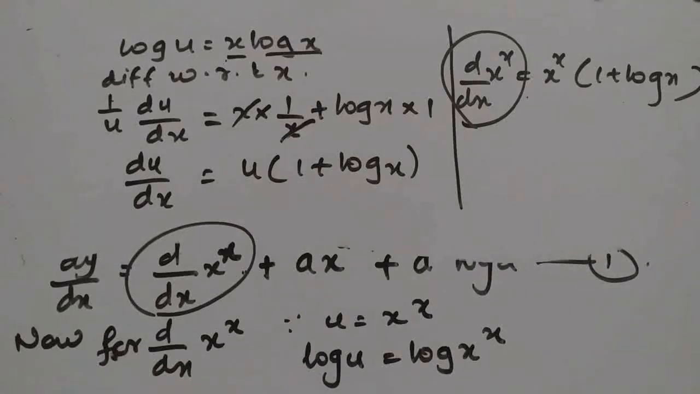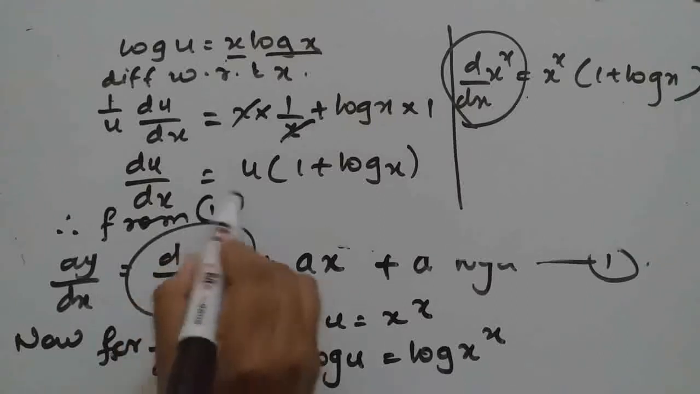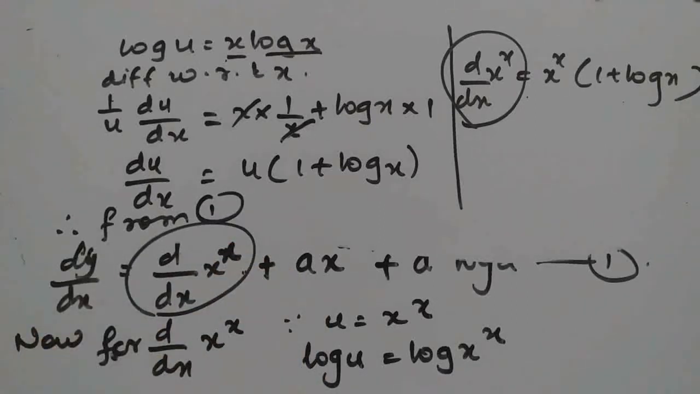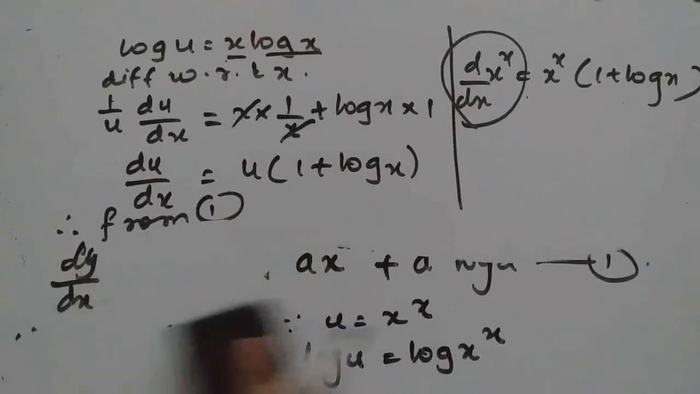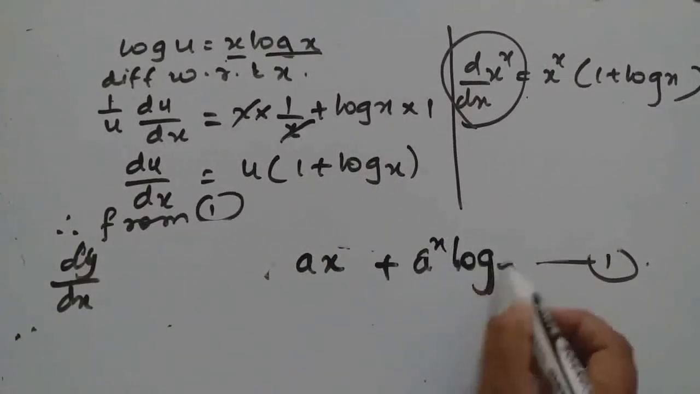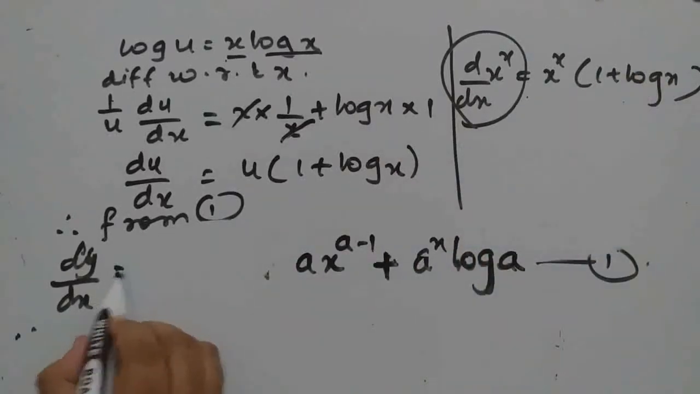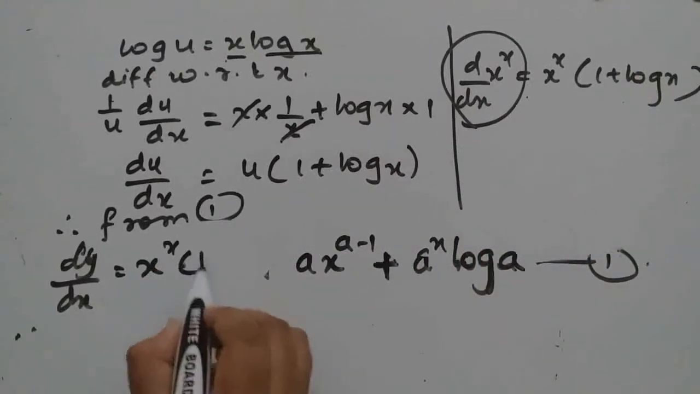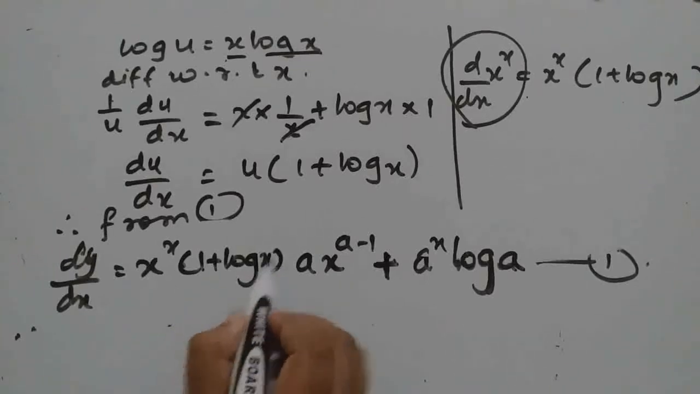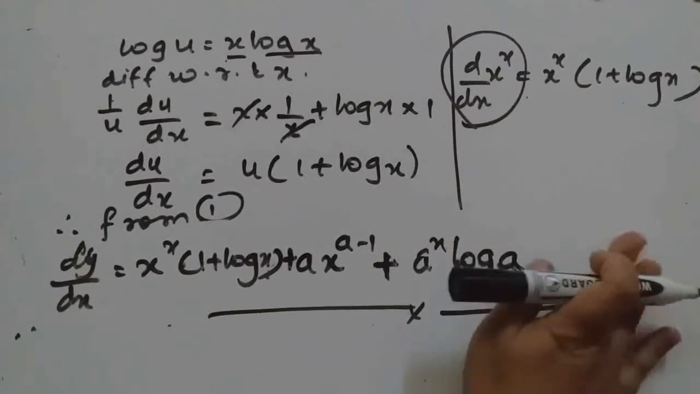So now from 1, therefore from 1 what we can write? Here we will write this is a power x log a, this value we will write here, plus. Now this is not your equation 1, this is result.